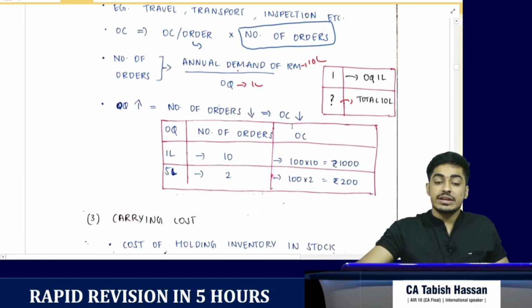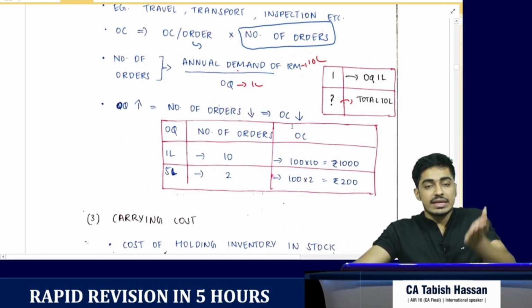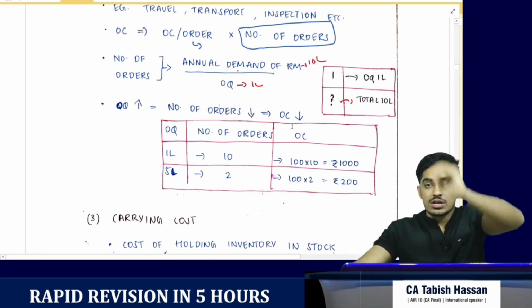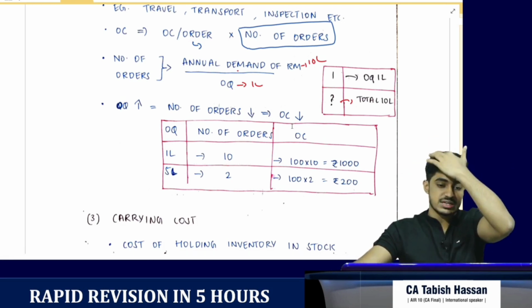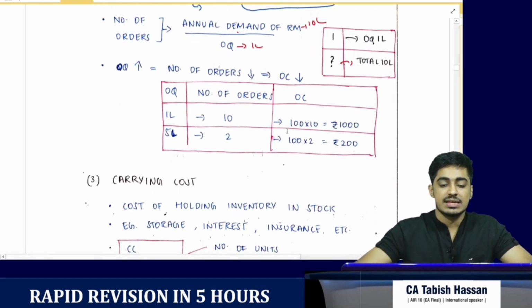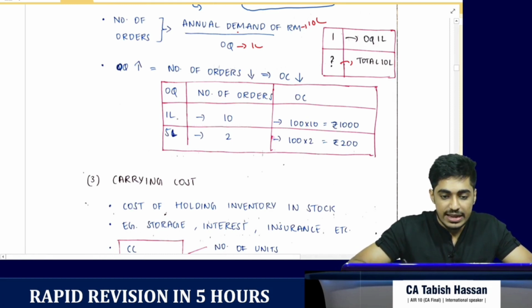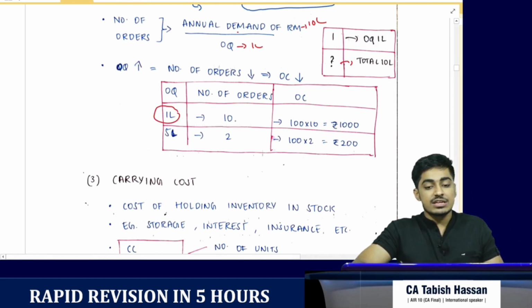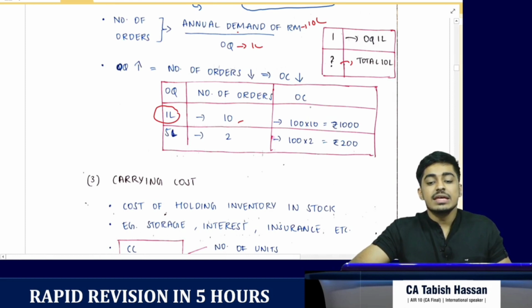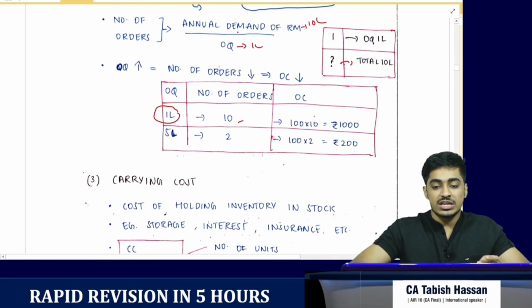Again, here is one interesting observation. When the ordering quantity increases, number of orders decreases. So ordering cost also decreases. Let's see with the help of an example. Say my ordering quantity is 1 lakh. So I want 10 lakh in a year. So I'll place 10 orders. And say the cost is 100 per order. So 100 per order into 10 orders, I get the cost as 1000 rupees.